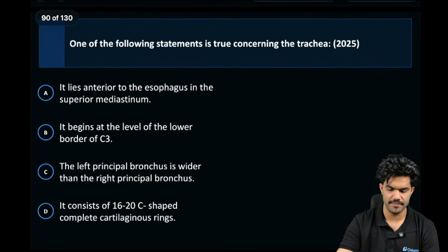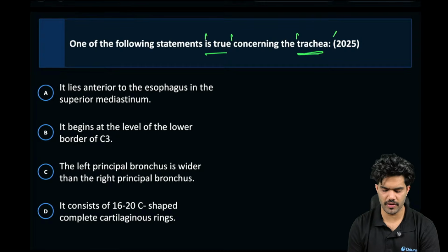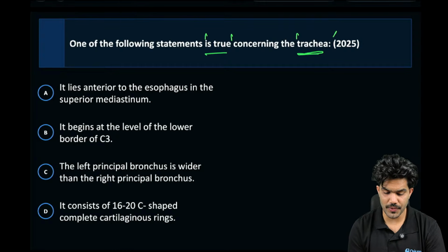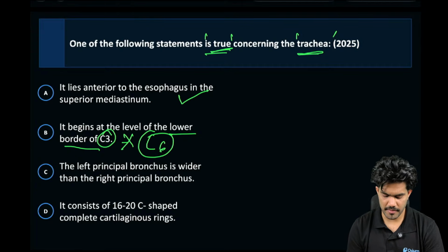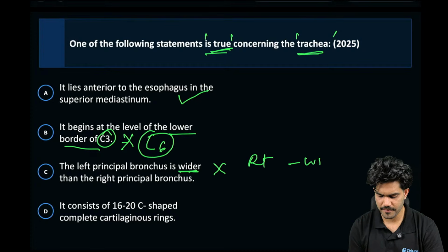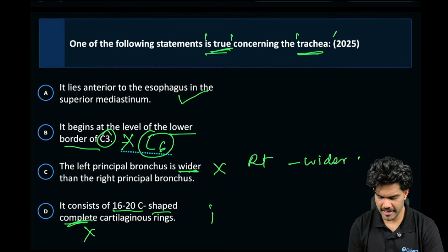Esophagus blood supply. One of the statements is true concerning the trachea. It lies anterior to the esophagus in the superior mediastinum. Yes, it is true. Let's see other options. It begins at the level of the lower border of C6. The right primary bronchus is wider. It consists of 16 to 20 C-shaped incomplete rings.